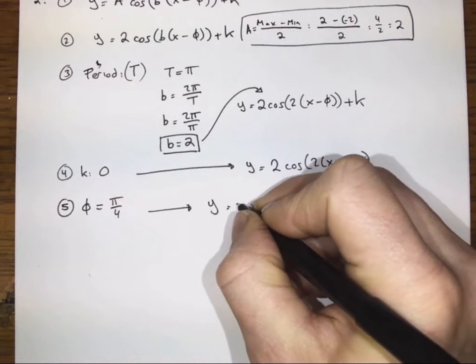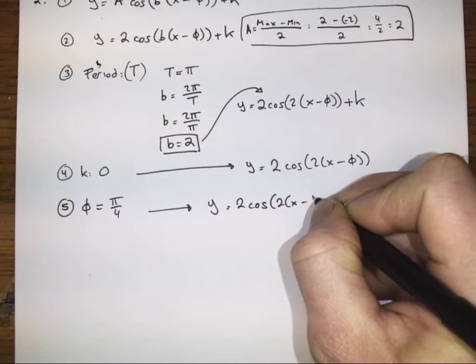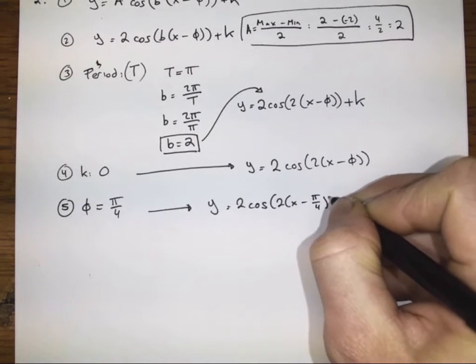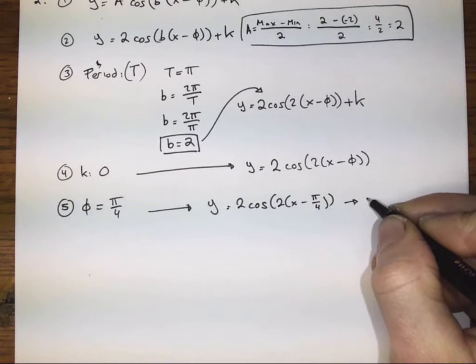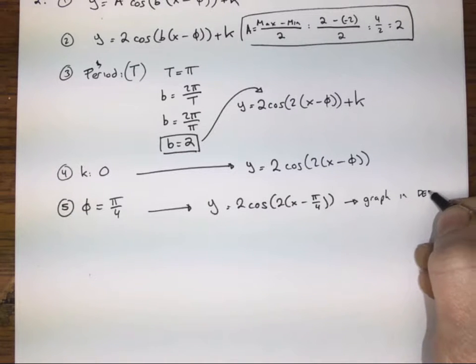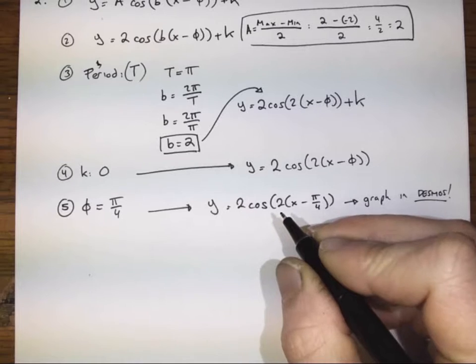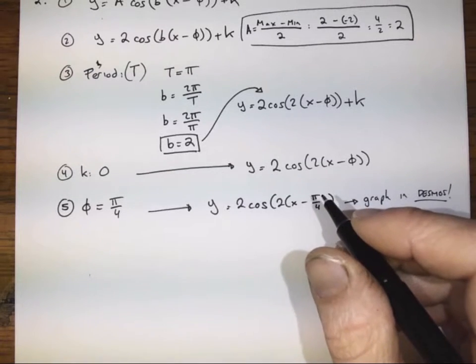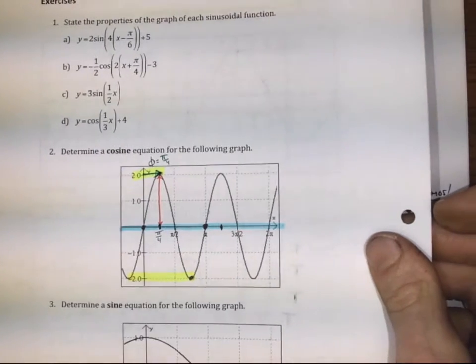All right, so that means we can rewrite this whole equation: y equals 2 cosine(2(x minus pi over 4)). And maybe you should check using Desmos. Graph this in Desmos. Make sure that it gives you the curve that we see here. It should have all the same properties.